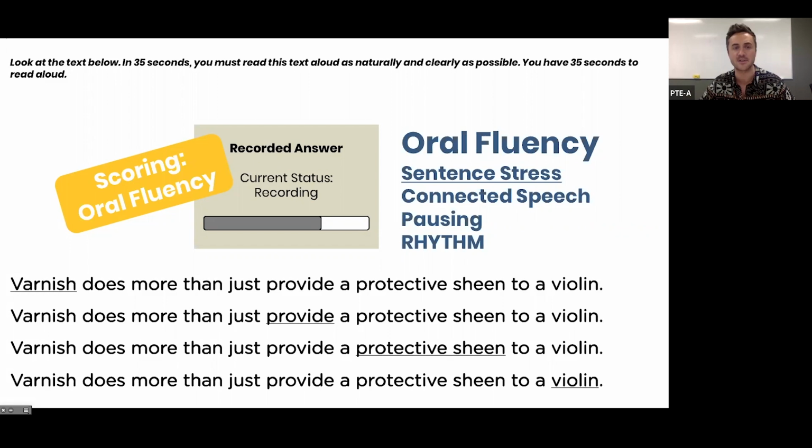So let's focus on sentence stress first. You can see the single sentence here. Varnish does more than just provide a protective sheen to a violin. You can see some of the words are underlined. I don't know if you're aware of this, but sometimes when we emphasize a word, it changes the meaning slightly. Okay, you can sort of almost shift the meaning slightly. It's the exact same sentence, exact same grammar and vocabulary.